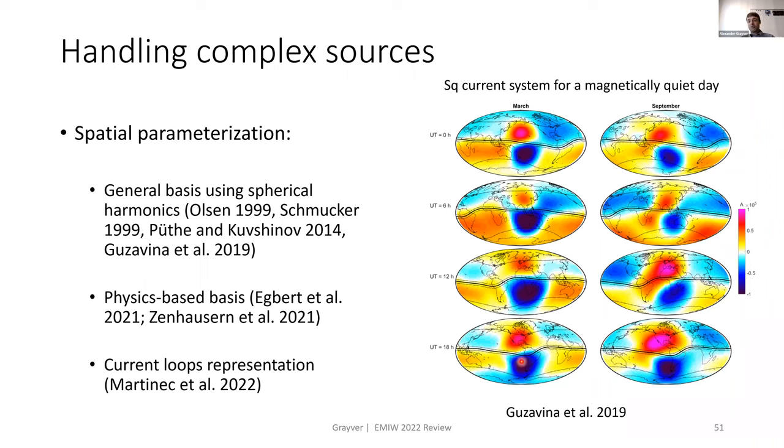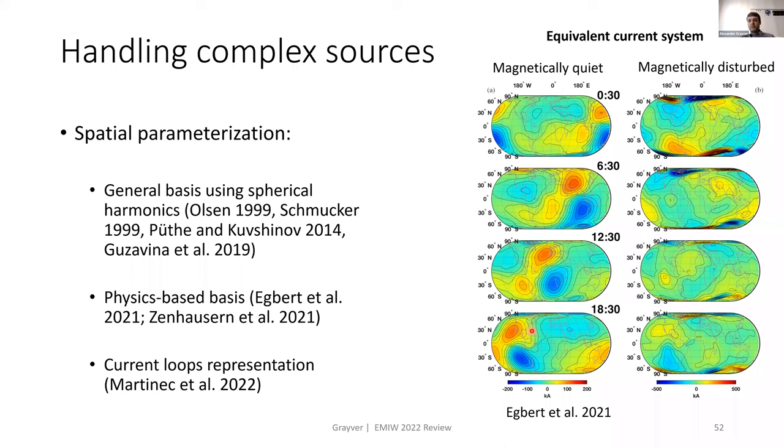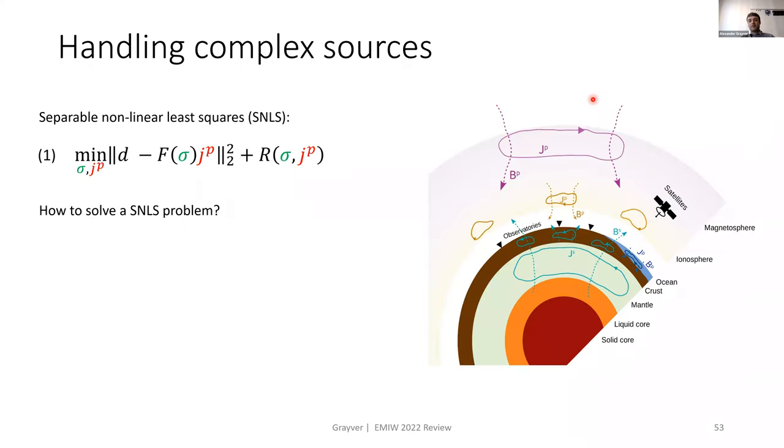So this is an example for the solar quiet source. However, it's a dominant source when the magnetic conditions are very quiet. But on magnetically disturbed days, the source is much more complex. This is, for instance, what was shown by Gary Egbert et al., where they used a physics-based source representation, and they can represent the sources both during magnetically quiet and magnetically disturbed conditions. So how do you handle this problem then? Okay, you can create a more elaborate model of the source, but how do you then also invert for the source and conductivity at the same time? As I said, we have to invert for both conductivity and the source current.